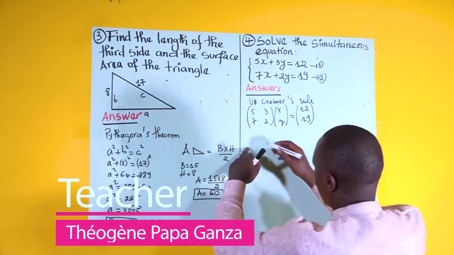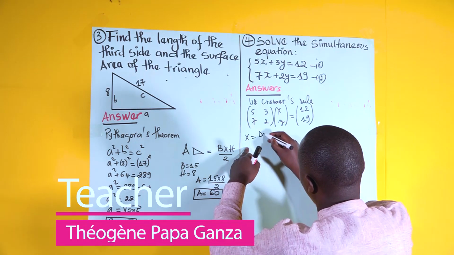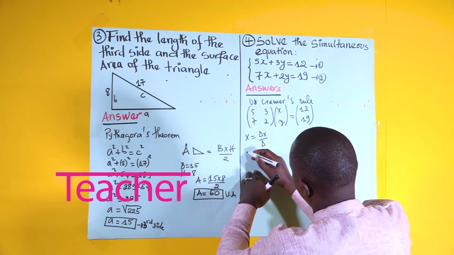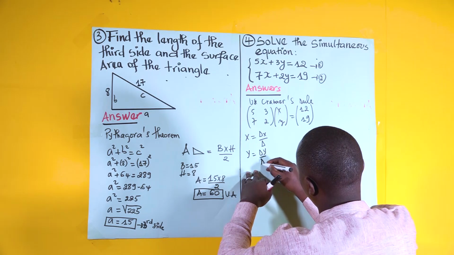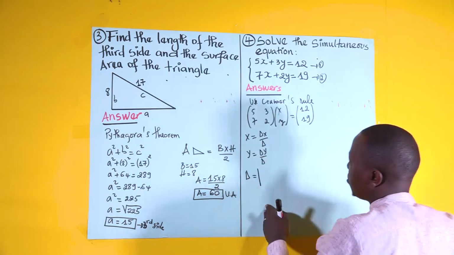Let's find x. To find x here, remember it is the determinant of x over the determinant. To find y also, we take the determinant of y divided by the determinant. Now, the determinant equals what? Let us find the determinant.